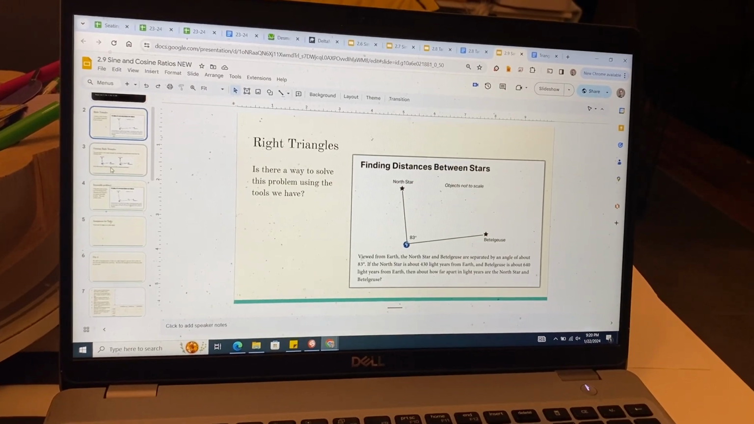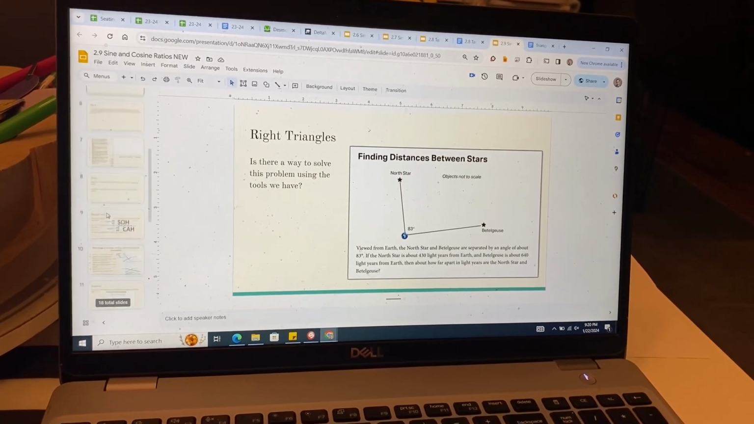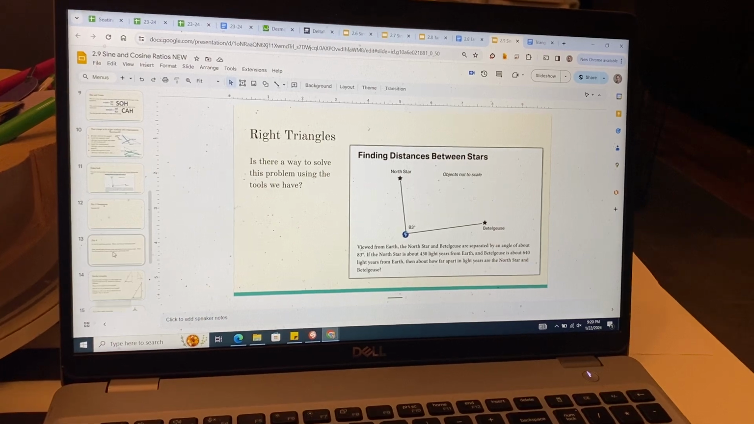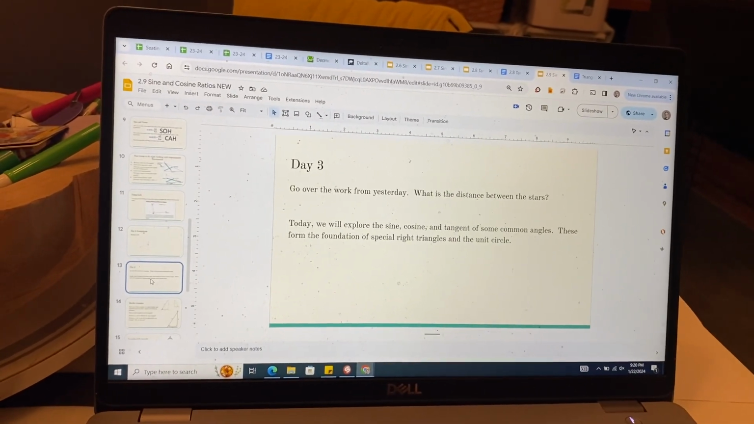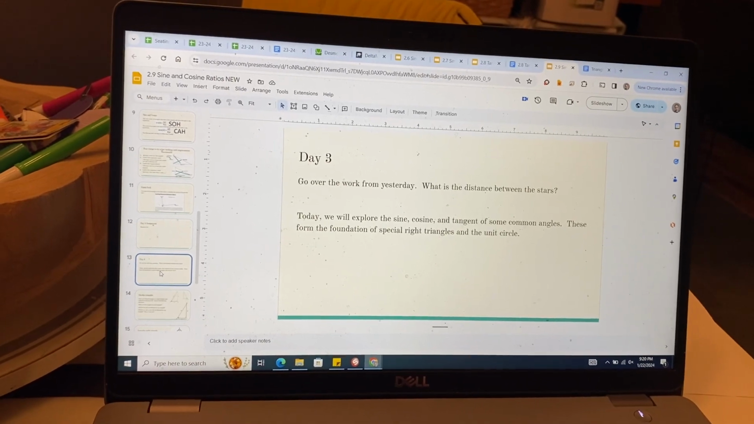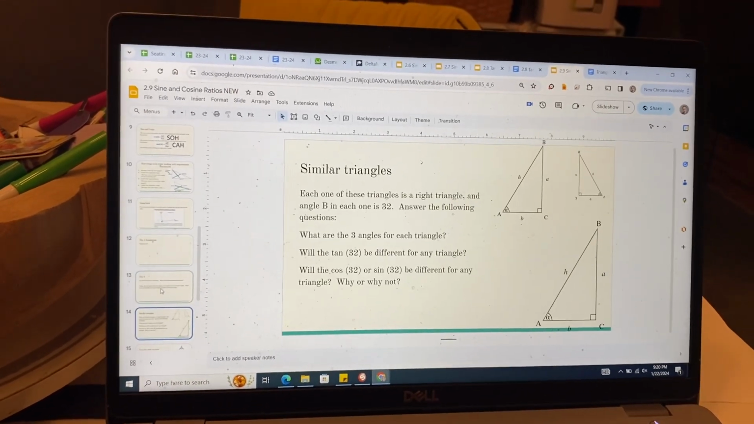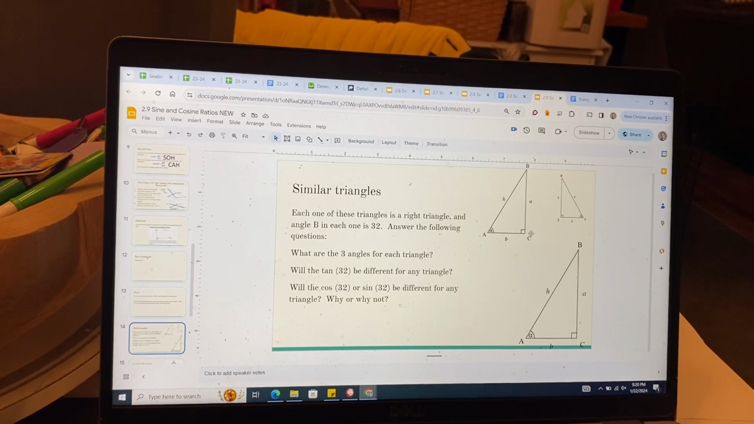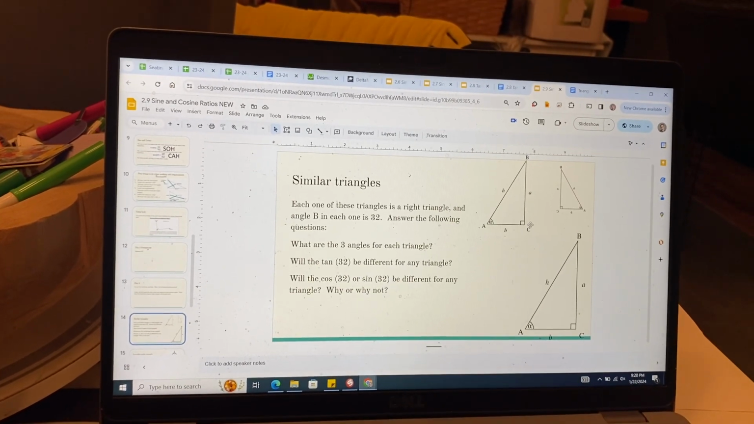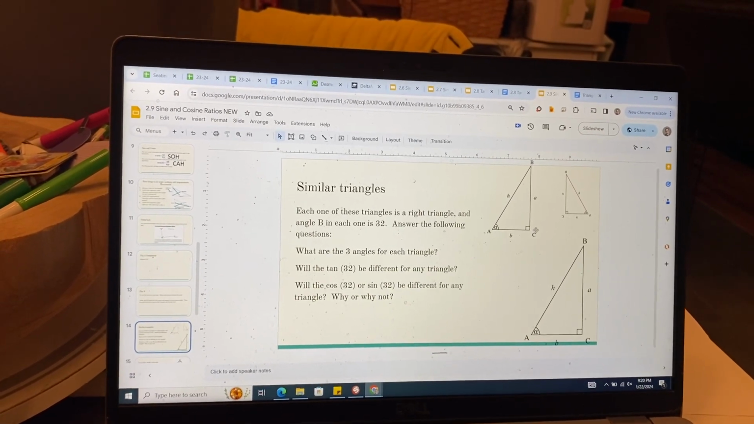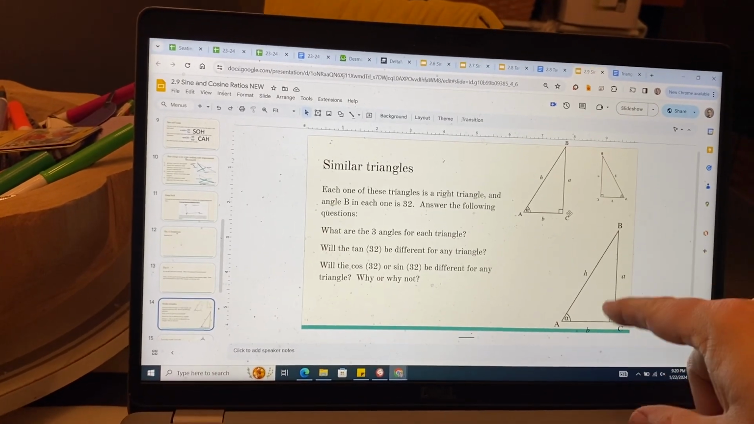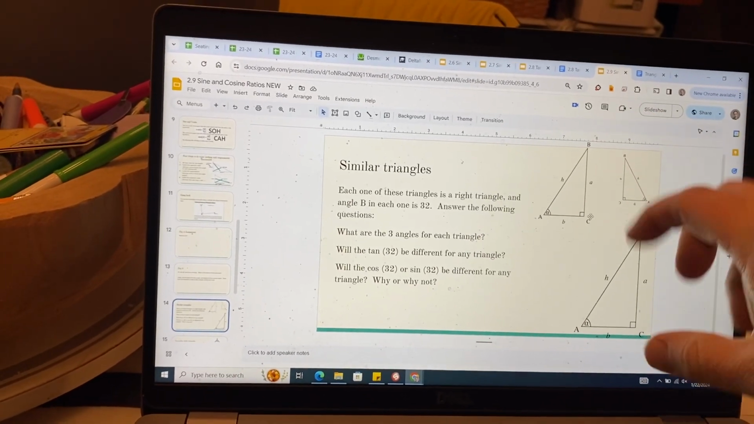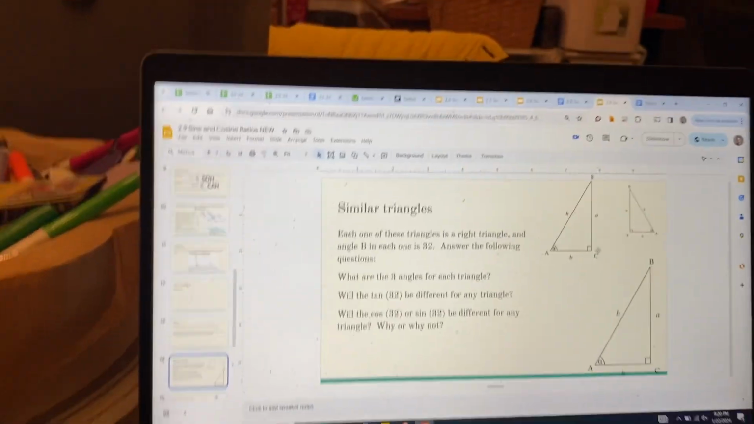So the other things that we're going to talk about today. Sine, cosine, and tangent of some common angles. This is going to be special right triangles, a unit circle. So we look at these. We have A, B, C. And we're looking at angle B in each one of these. And these have obviously just been resized, flipped.